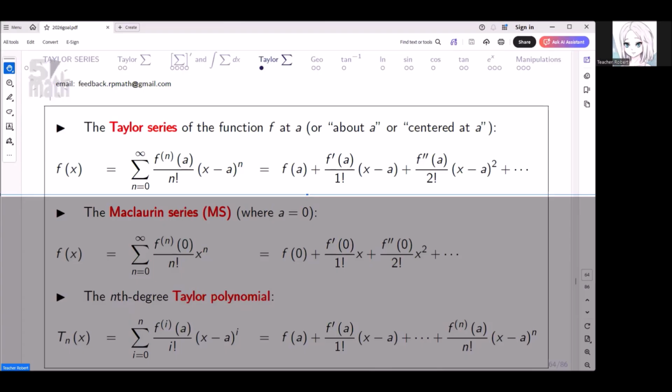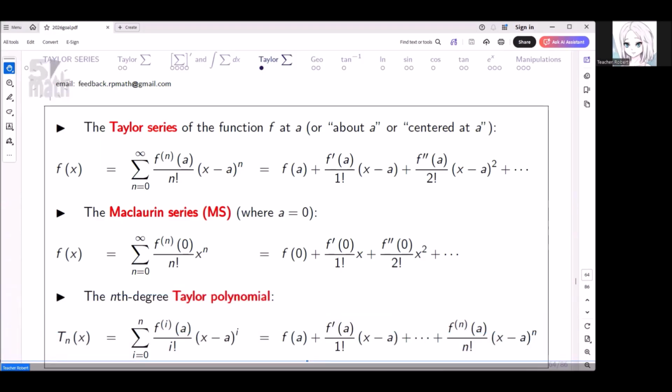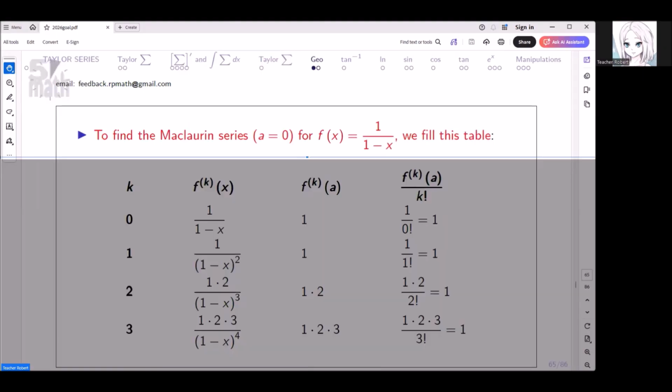The Taylor series of a function f at a, or about a, or centered at a, is the following. The Maclaurin series, where a equals 0, is the following. The nth degree Taylor polynomial is the following. To find the Maclaurin series, a equals 0, for f of x equals 1 over 1 minus x, we fill this table.